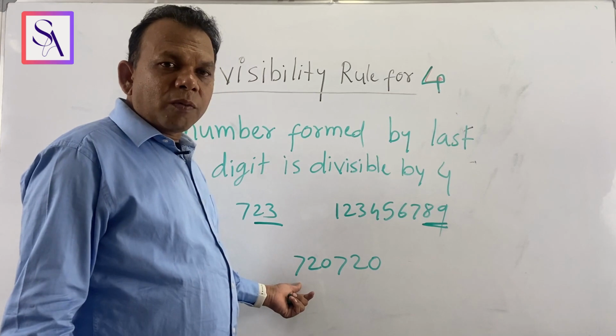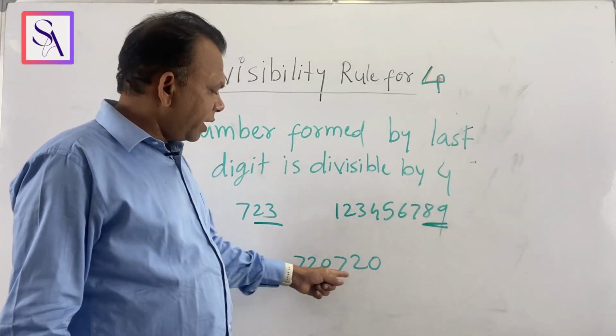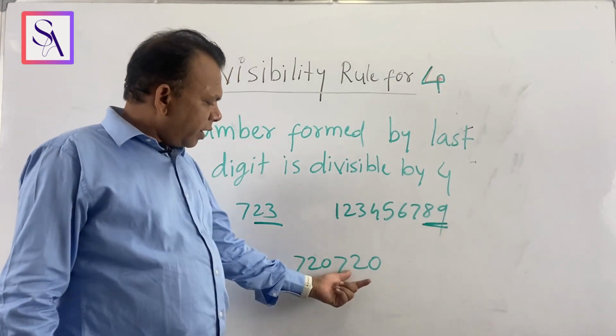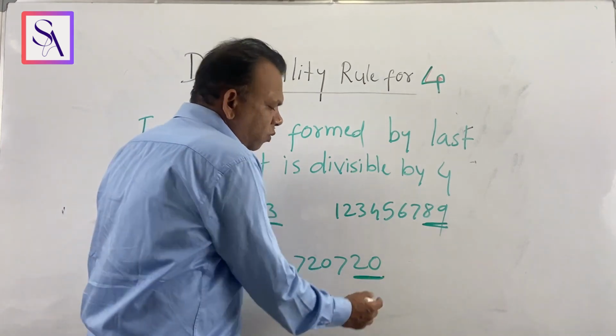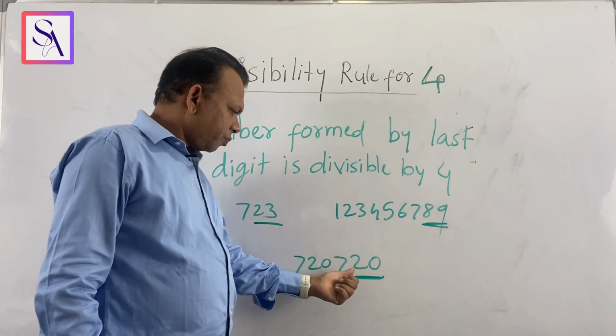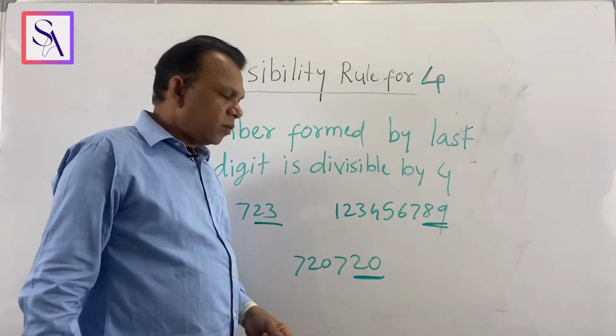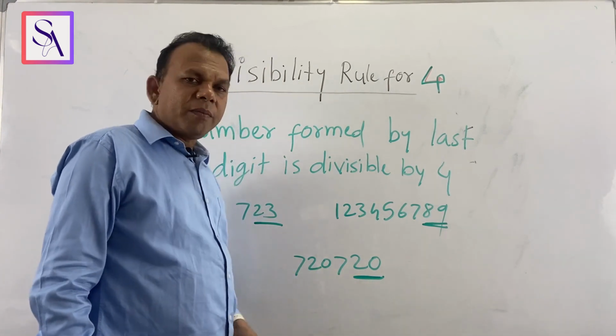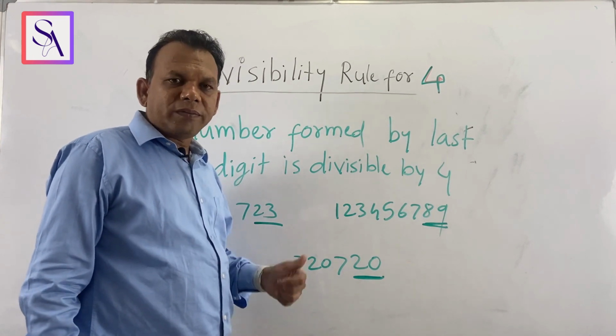Our number which is in question, right, 720. Here the last two digits are 2 and 0, and the number formed is 20. So 20 is divisible by 4. Hence this 720 number is divisible by 4.